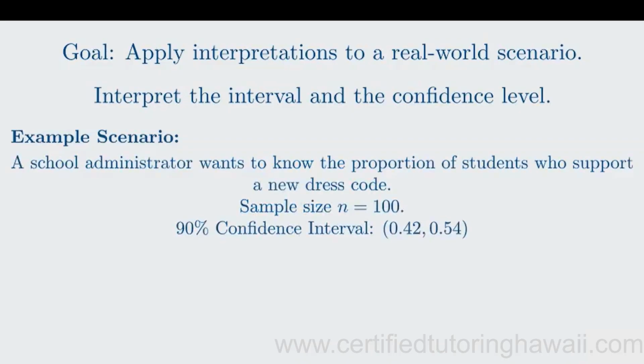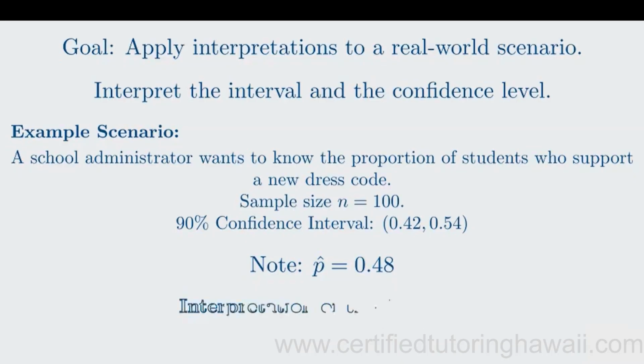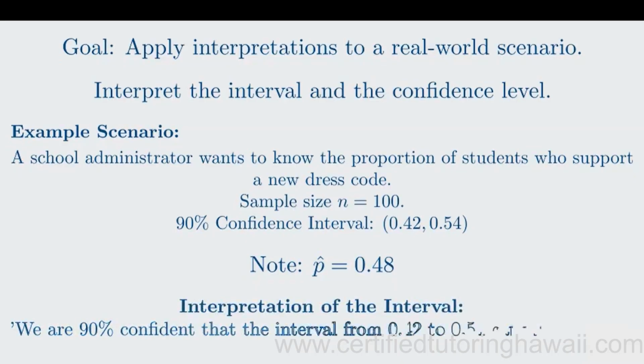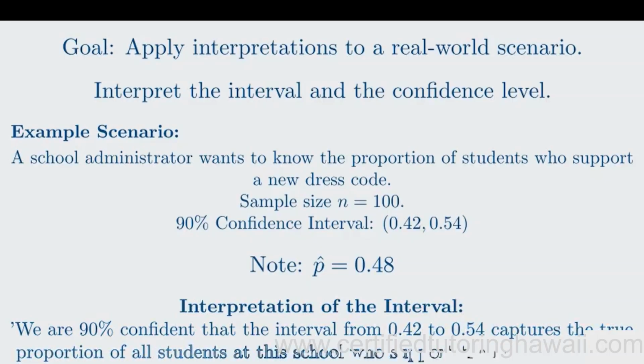A 90% confidence interval for the proportion of all students who support the dress code is calculated to be 0.42 to 0.54. In this case, our sample proportion was likely 0.48, and after calculating the margin of error, we got this range from 42% to 54%. First, the interval interpretation. Notice how I included the confidence level, the specific boundaries, and the specific population, all students at this school. Now, the level.